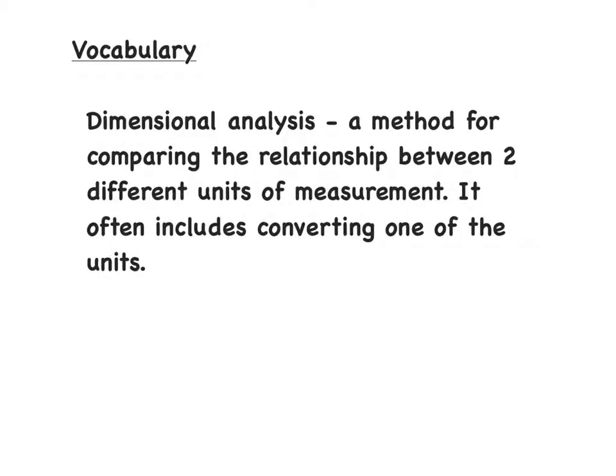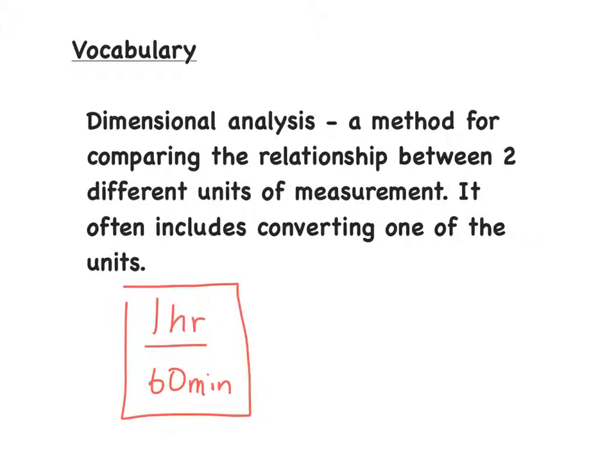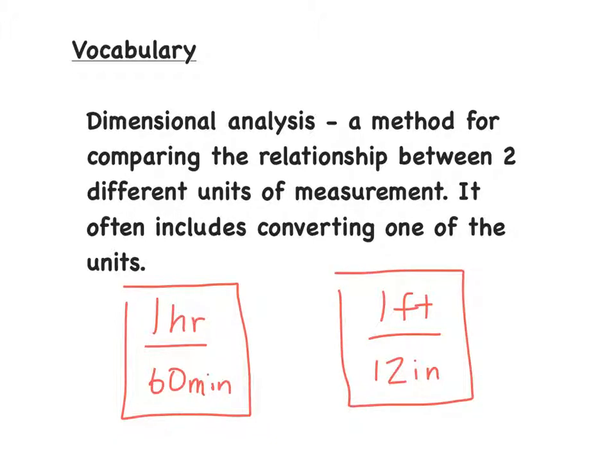We will be using these things called a conversion factor. So for example, we know that in 1 hour there are 60 minutes. This is one example of a conversion factor that we use in dimensional analysis. Another one would be that we know in 1 foot there are 12 inches. This is just another example of a conversion factor. These are what we will be using with dimensional analysis.